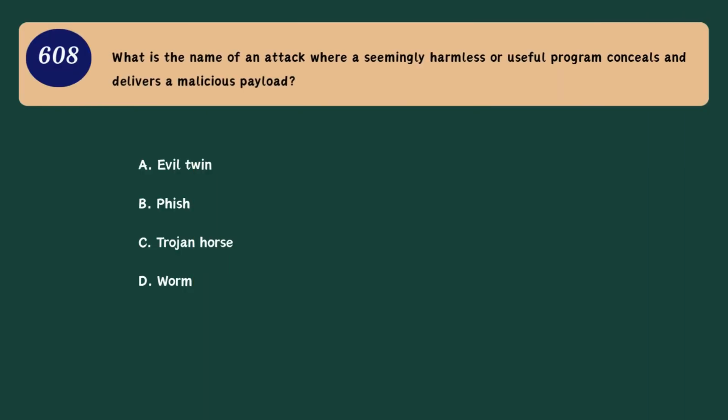Question 608. What is the name of an attack where a seemingly harmless or useful program conceals and delivers a malicious payload? A. Evil twin. B. Fish. C. Trojan horse. D. Worm.